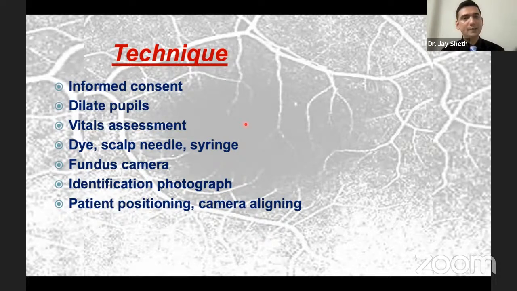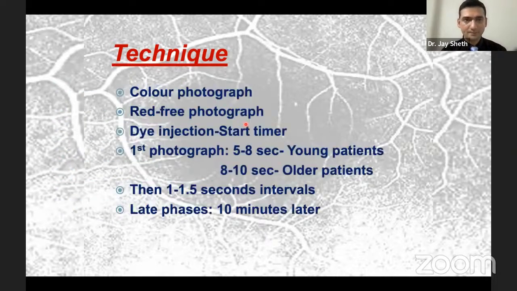Then we keep the dye ready, and usually for these patients, a scalp needle is more than sufficient, and a syringe is needed to inject the dye. The fundus camera, as I mentioned, can be either a flash-based camera or a SLO. Patient identification is very important, especially when we advise the patient to recheck the eye, to confirm whether it is the same patient or not. And then we position the patient properly and make sure that the camera is aligned properly.